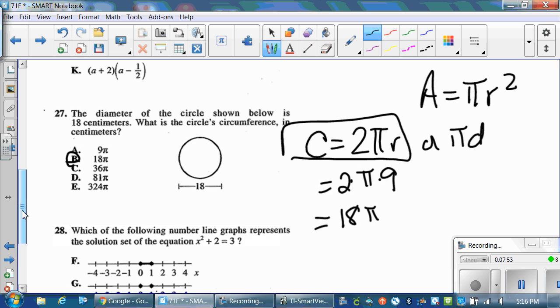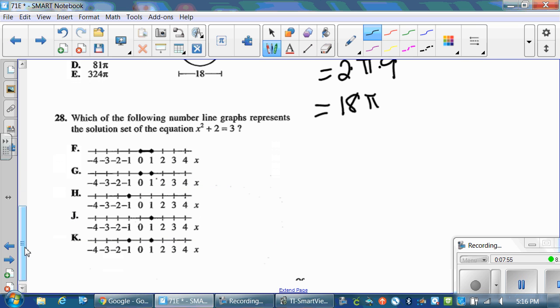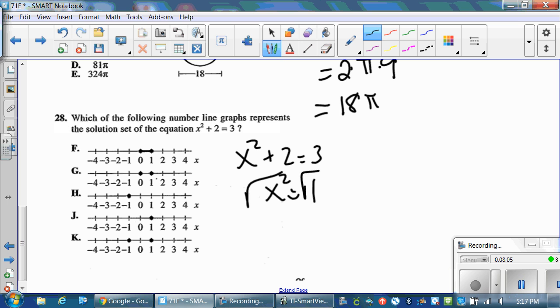All right, 28. Which of the following number line graphs represents the solution set of the equation x squared plus 2 is equal to 3? All right, if I solve it, I get x squared equals, subtract 2, 1. So you square root both sides. X has to equal positive and negative 1. Because if you square 1 and add 2, you get 3. If you square negative 1, you get 1, and add 2, you get 3. So I need to have negative 1 and positive 1 both marked as answers, which is K.